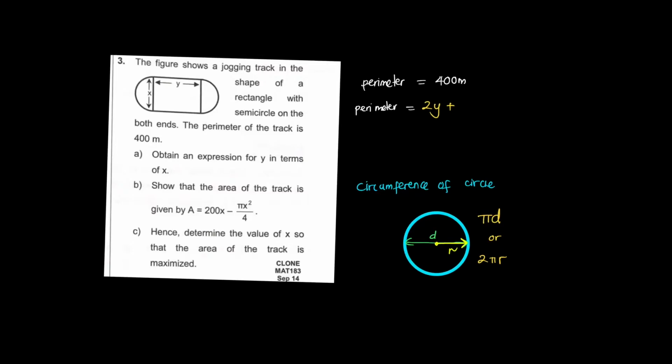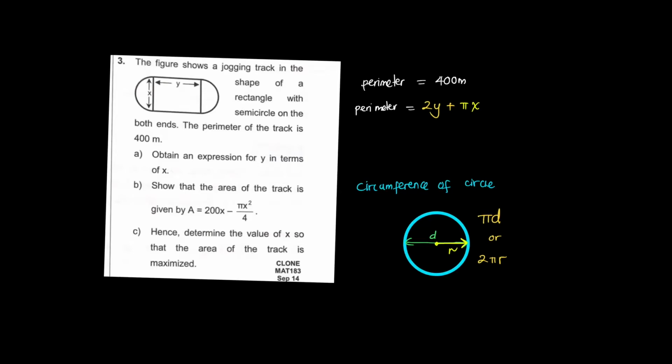So for this track right here, if we combine these two semicircles, we will get a single circle, right? So we can just use the formula of pi d for our length of arc. Since our d, the diameter of this semicircle is x, so we can change this d into x. So our arc length will be pi x.